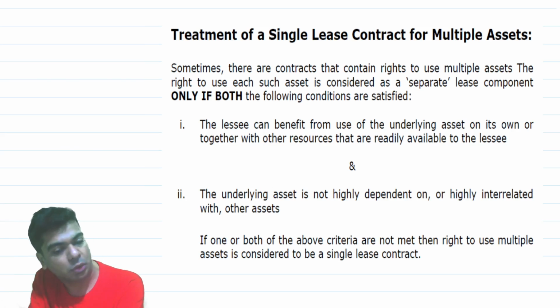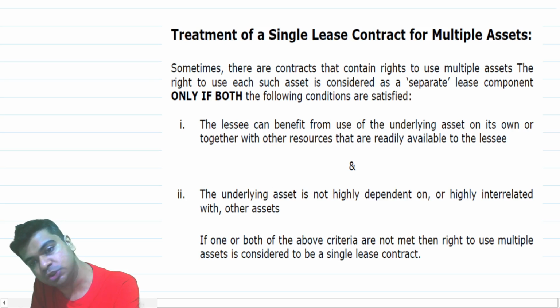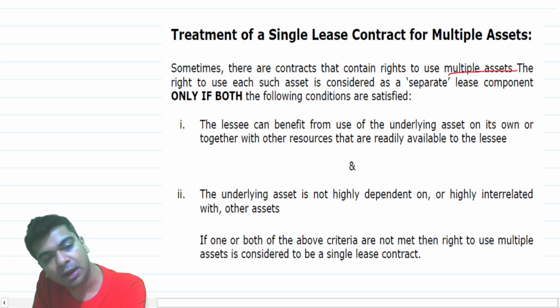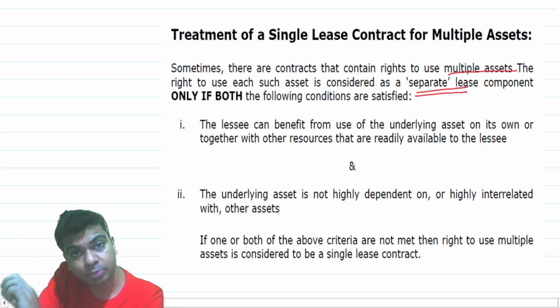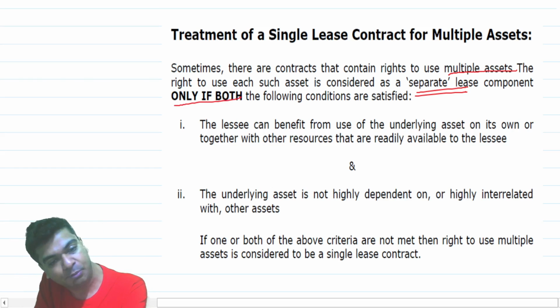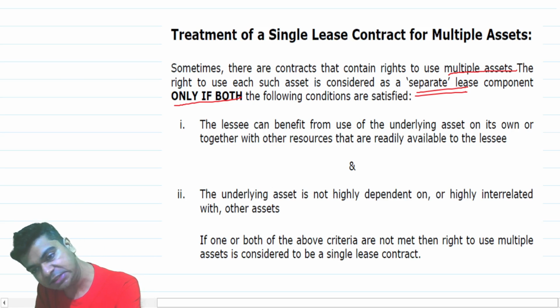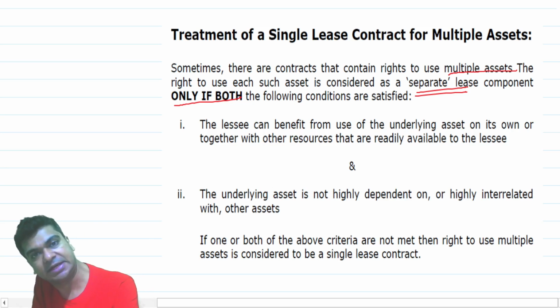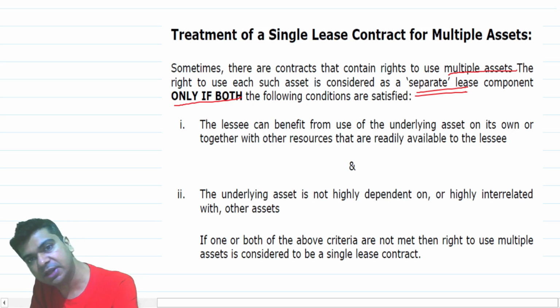Okay. So Ind AS 116 says that sometimes there are contracts that contain rights to use multiple assets, agreed. The right to use each such asset is considered as a separate lease. When will separation be done? Separation will be done if these two conditions are satisfied. They are saying only if both the following conditions are satisfied: the lessee can benefit from the use of the underlying asset on its own or together with other resources that are readily available to the lessee, and the underlying asset is not highly dependent on or highly interrelated with other assets.